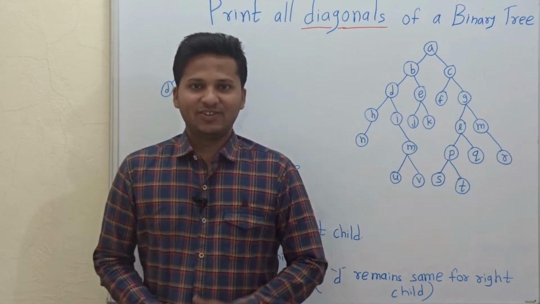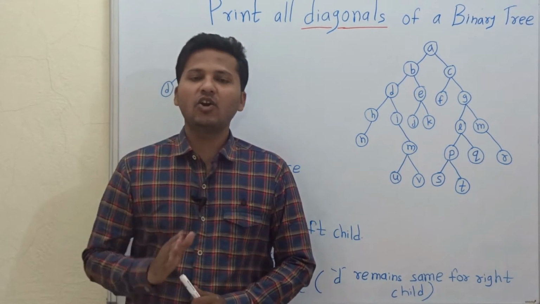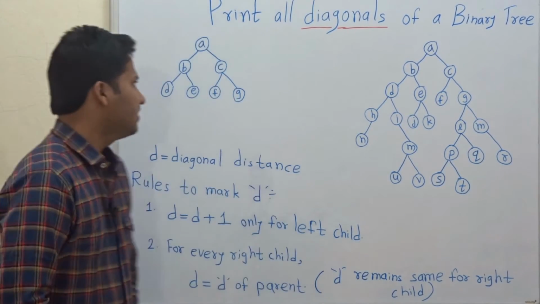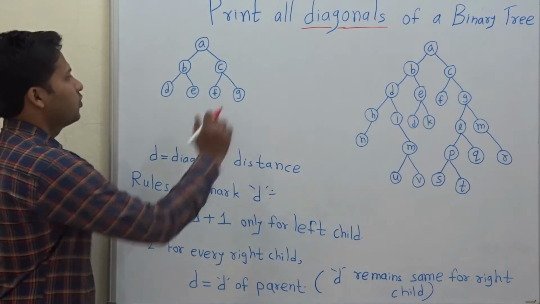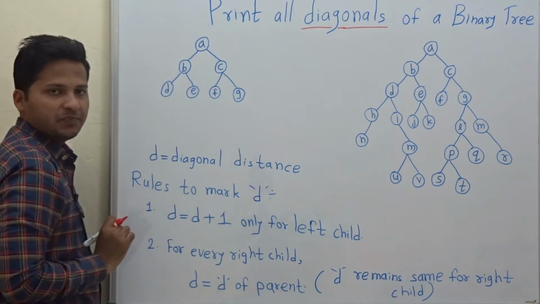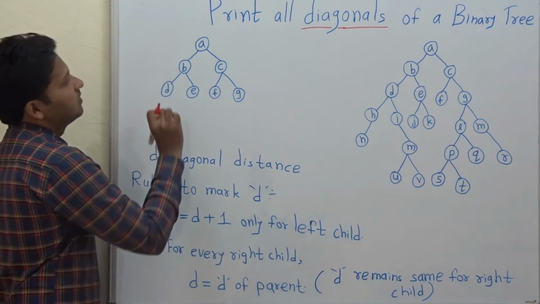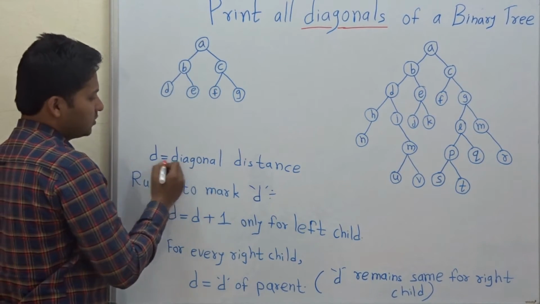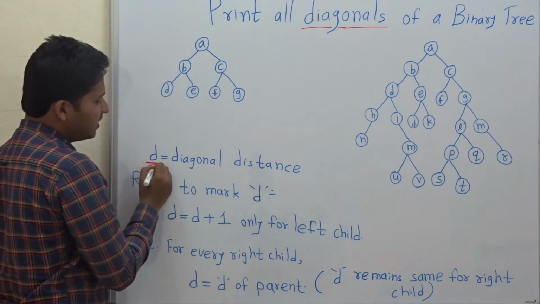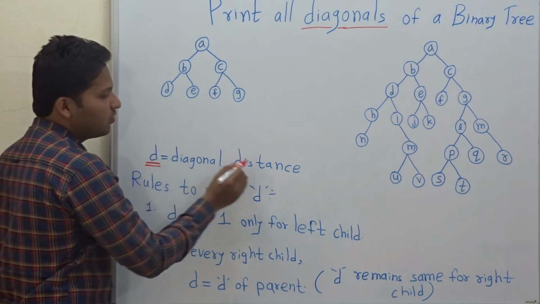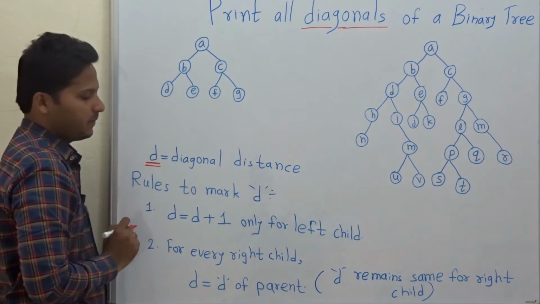Hello friends, today we are going to see how to print all the diagonal elements in a binary tree. So let's see the example. For printing diagonal elements in this binary tree, we have to mark the diagonal distance for each node in this tree. We represent diagonal distance with notation D. So D is equal to diagonal distance.